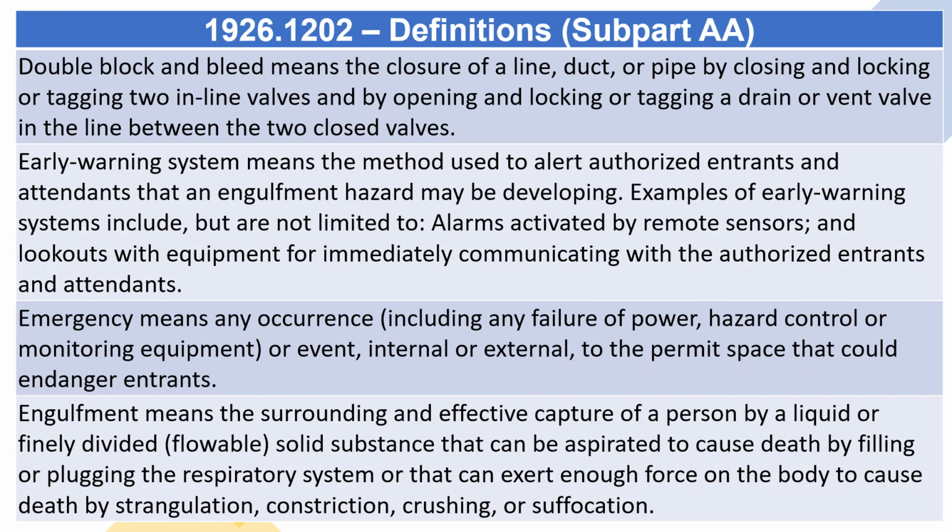Double block and bleed means the closure of a line, duct, or pipe by closing and locking or tagging two inline valves and by opening and locking or tagging a drain or vent valve in the line between the two closed valves. Early warning system means the method used to alert authorized entrants and attendants that an engulfment hazard may be developing. Examples of early warning systems include, but are not limited to, alarms activated by remote sensors, and lookouts with equipment for immediately communicating with the authorized entrants and attendants.